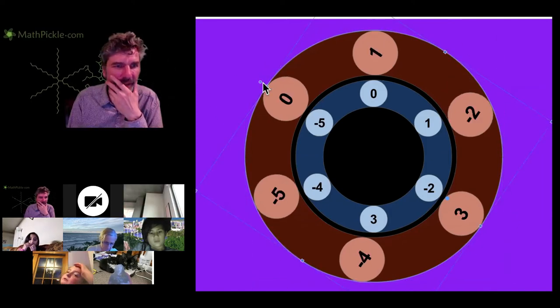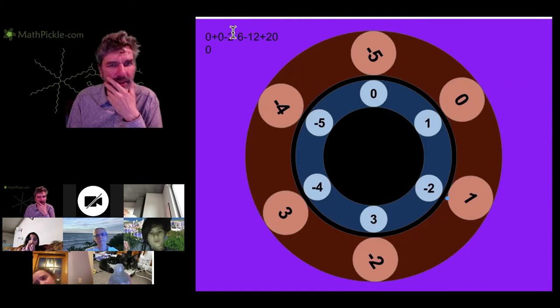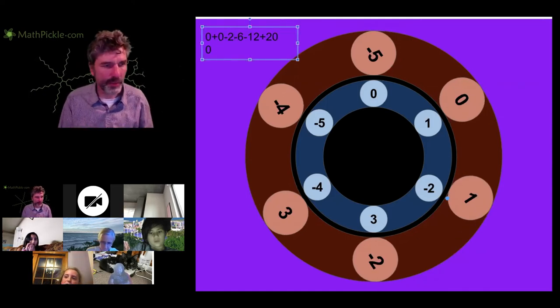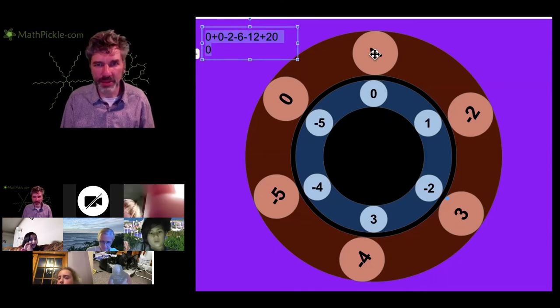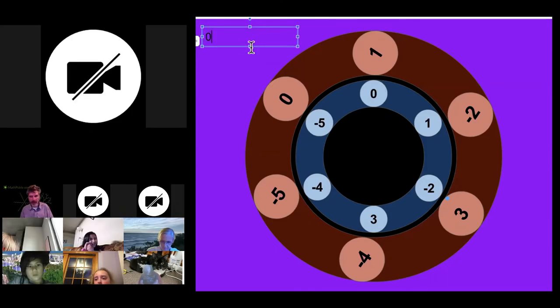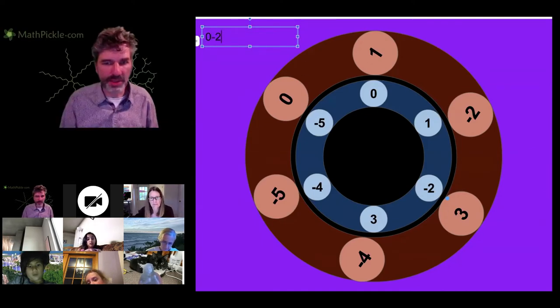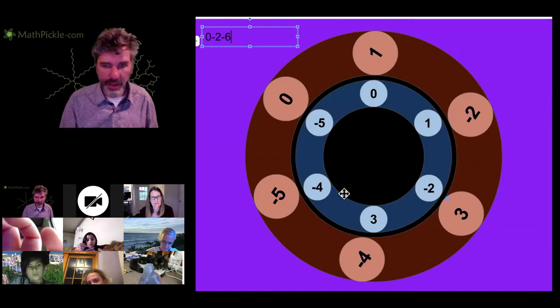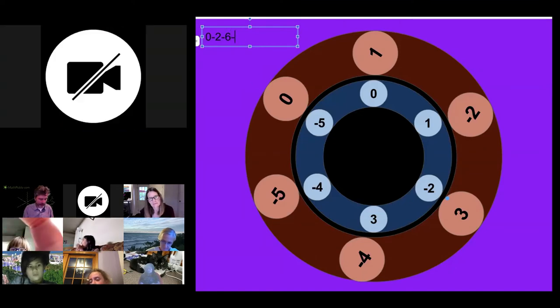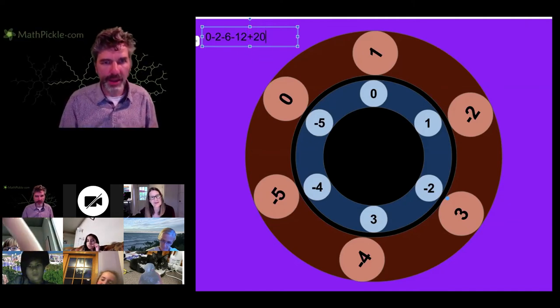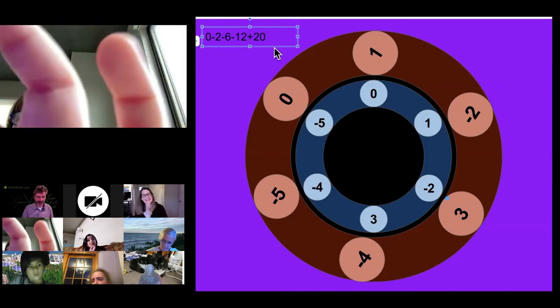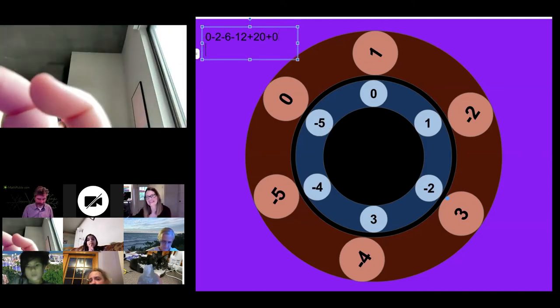Done. Okay. Go ahead, tell me zero times one? Zero. One times minus two? Minus two. Minus two times three? Minus six. Three times minus four? Minus 12. Minus four times minus five? 20. And that'll just give a zero like before.